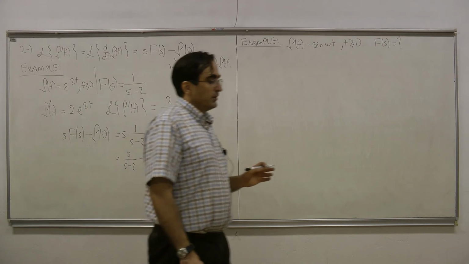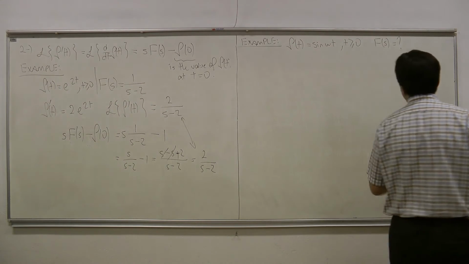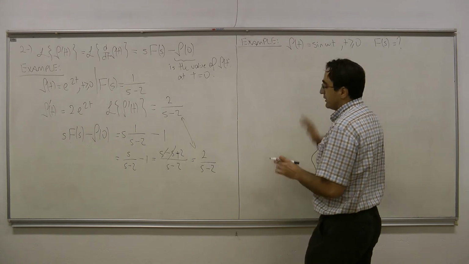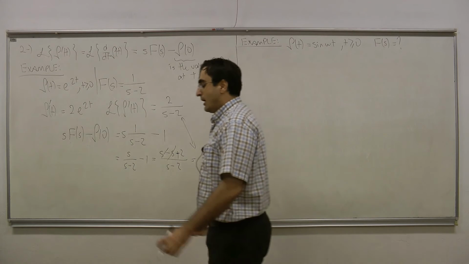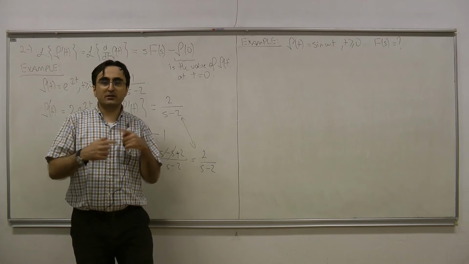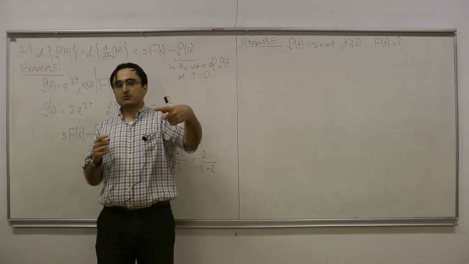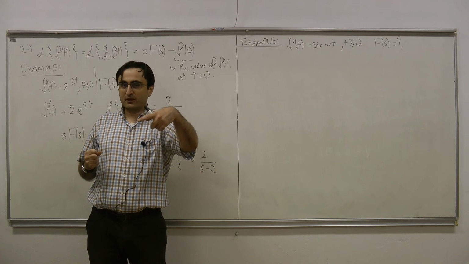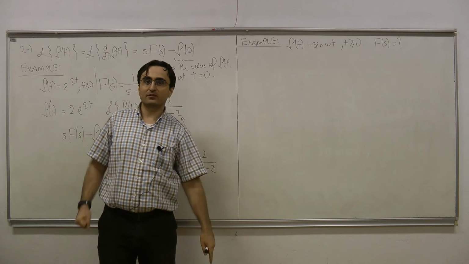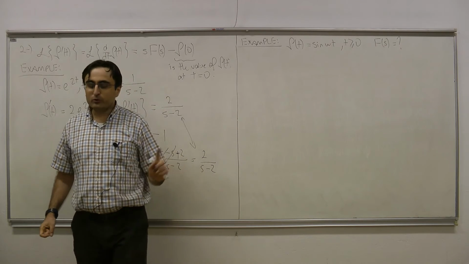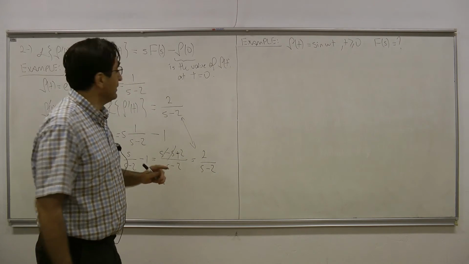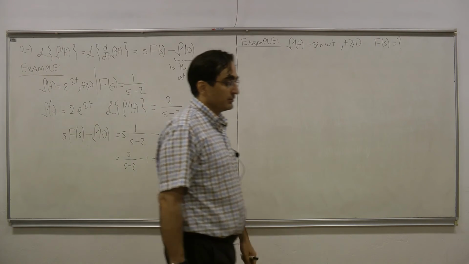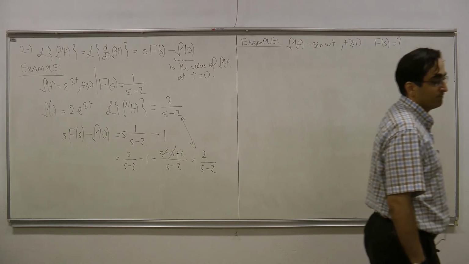So here I'm going to be using this derivative property. And I'm going to take the derivative of sine omega t twice. I know that when I take the derivative of sine, it becomes a cosine. And when I take the derivative of cosine, the second derivative of sine, it again becomes a sine. Okay? I'm going to use this derivative property in order to calculate the Laplace transformation of sine omega t.